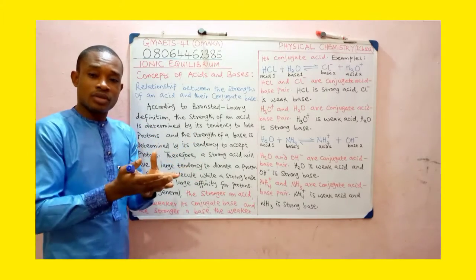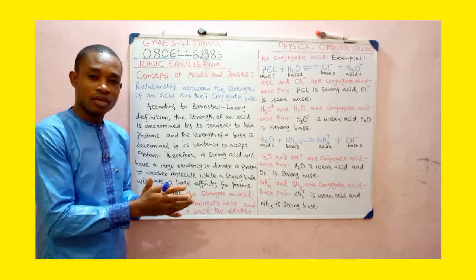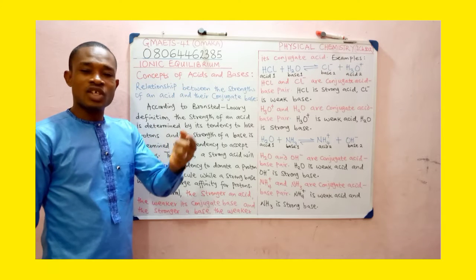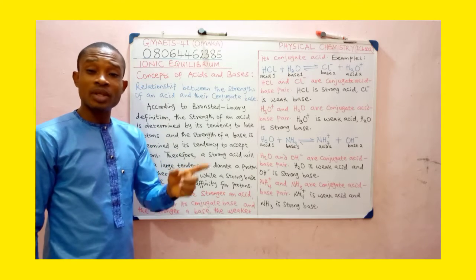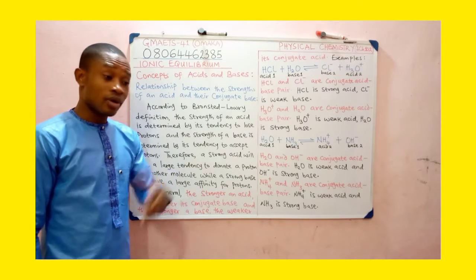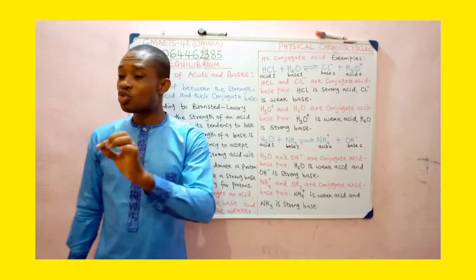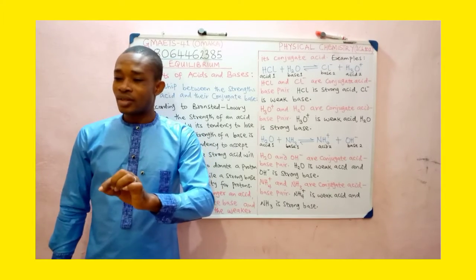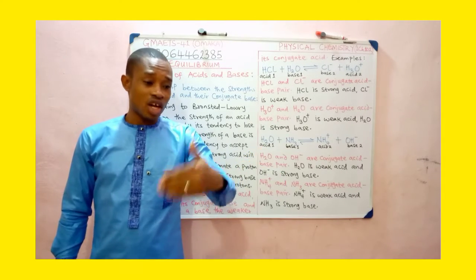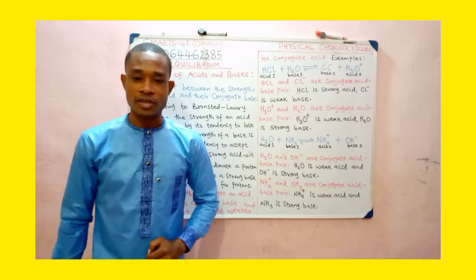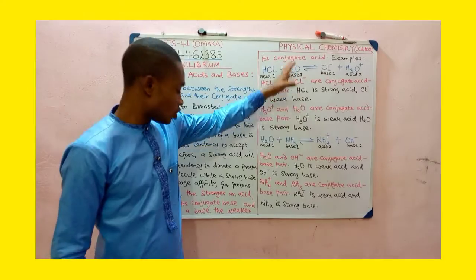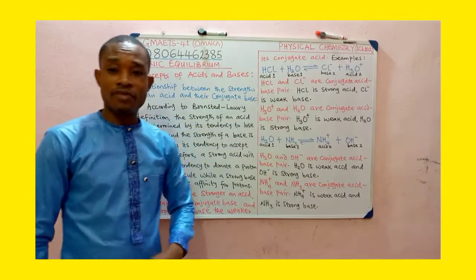In general, summarizing this concept, if you have a strong acid, then its conjugate base will be a weak base. But on the other hand, if you have a strong base, then the acid, which is the conjugate acid, is going to be a weak acid. I'll have some examples here on the board to illustrate this fact.